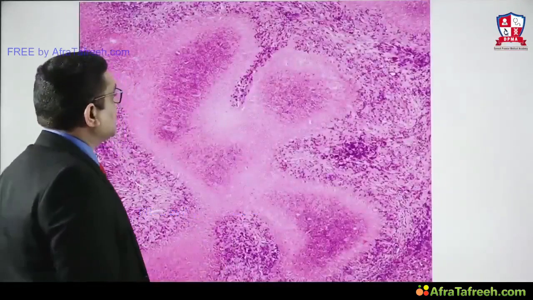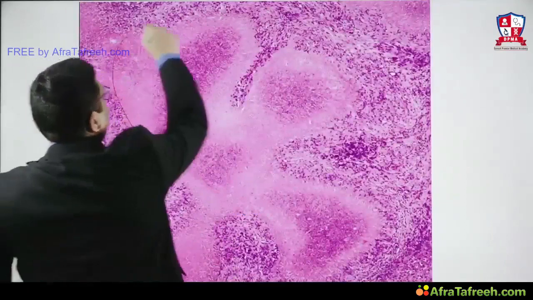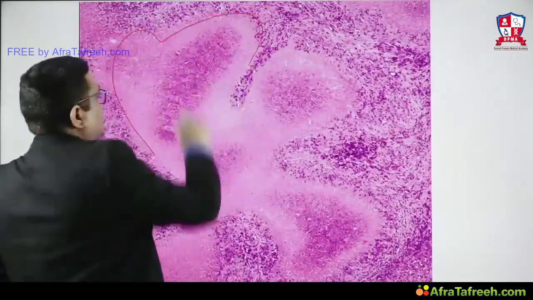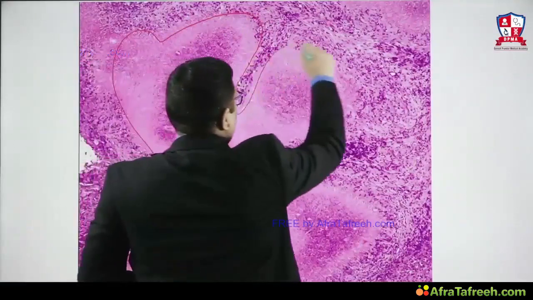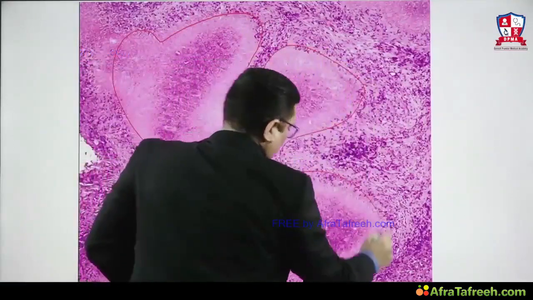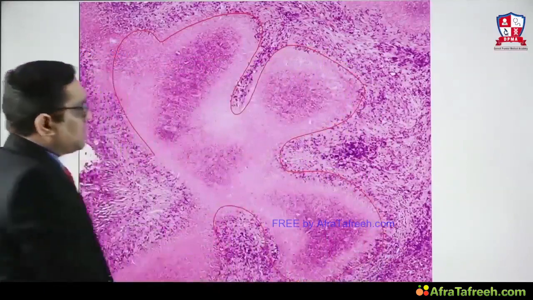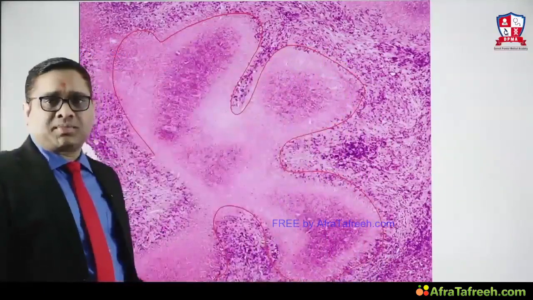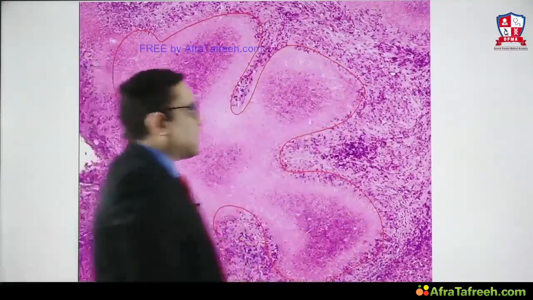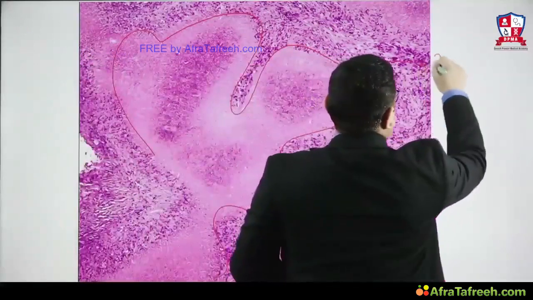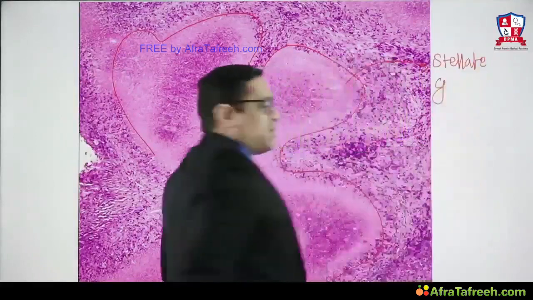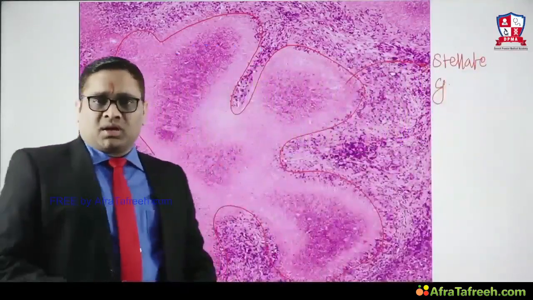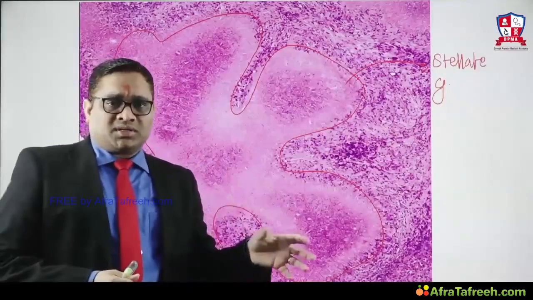This is the beautiful picture where you can observe there is a necrotic area. You can see this area is very pink, amorphous, granular. This is the necrotic area, and if you observe, it has one characteristic shape like a star. So this is a star-shaped necrosis. This is the stellate abscess or stellate granuloma, right? And already we have read that stellate granuloma will be seen in cat scratch disease, right?